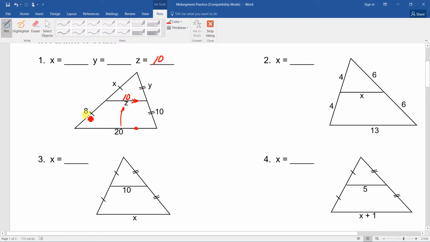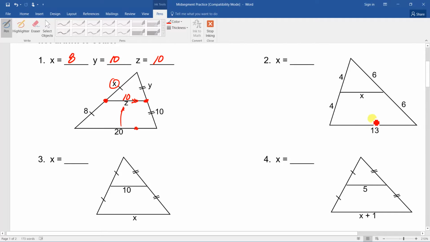Okay, so x. What is x? Okay, well, x is that side over here, and that's a midpoint. So I said it's a midpoint over here. So x must be 8, right? So x is 8. And here y is also half of this segment over here. That's a midpoint, so these are congruent. So y is 10. So this is an example of a mid-segment theorem question.